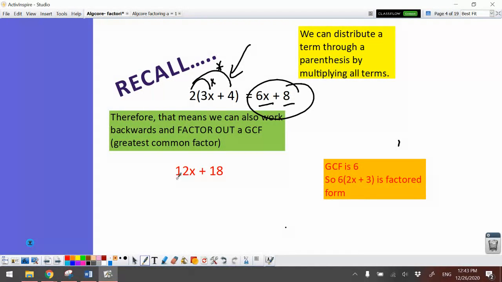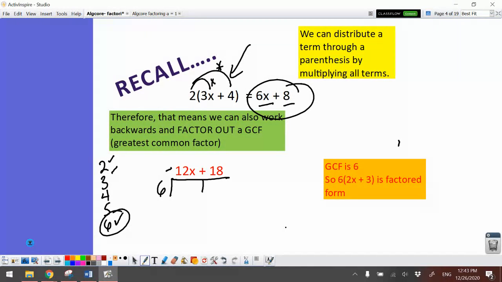So let's think about what number I can take out of 12 and 18. 2, 3, 4, 5, 6, any of those numbers work? I know I can take out a 2. Can I take out anything bigger than a 2? What about a 3? What about a 4? I can't take a 4 out. How about a 5? What about a 6? Yeah, I can take a 6 out.